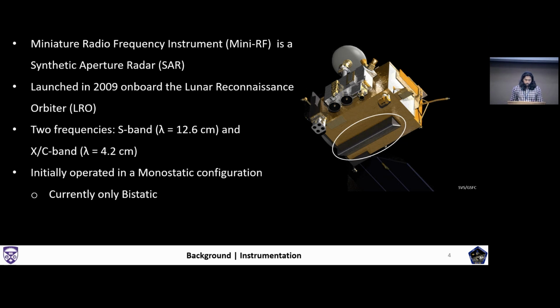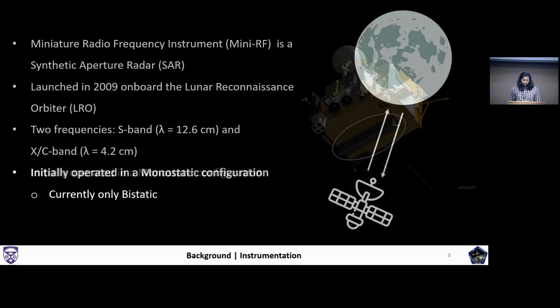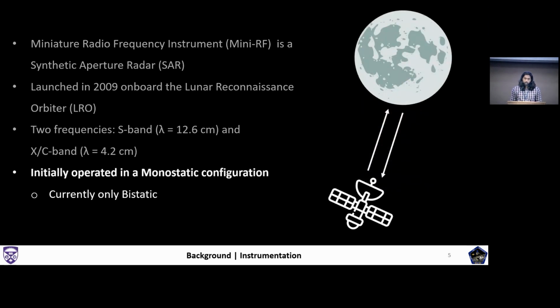But what monostatic means is it was able to collect and receive data from the LRO spacecraft itself, but due to a subsequent amplifier anomaly, it has since been transferred to a bistatic configuration where it receives data reflected by the lunar surface but emitted from a ground-based antenna.